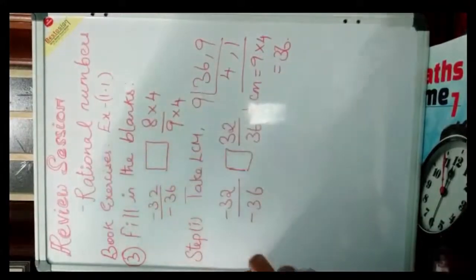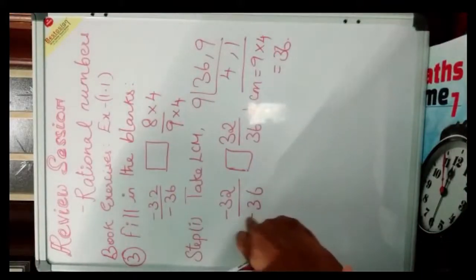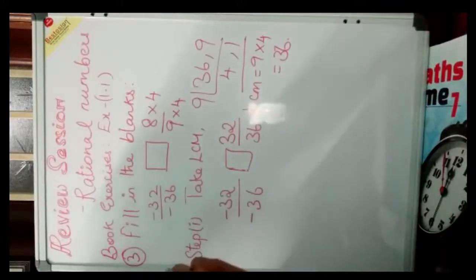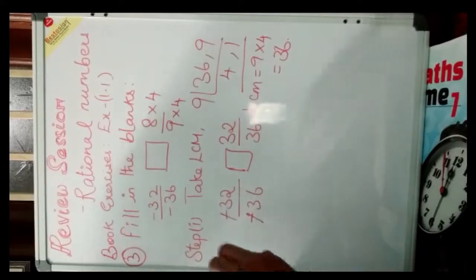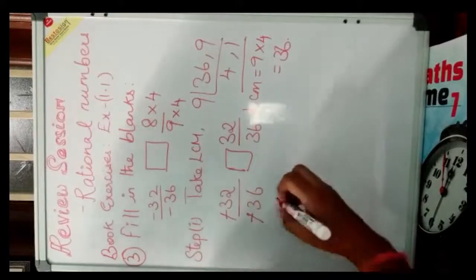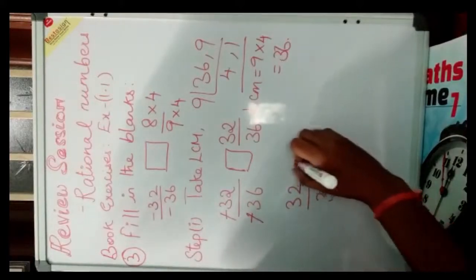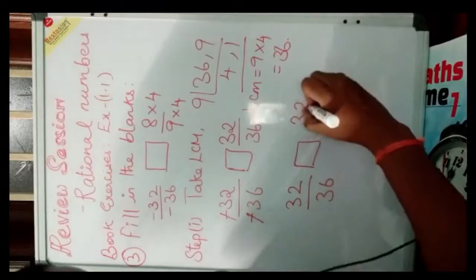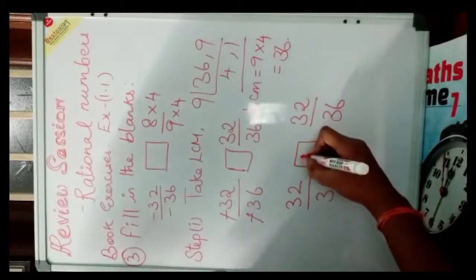So now you can see minus symbol here and minus symbol here. So if the numerator and the denominator have the same symbol, you can just strike it off. So minus into minus becomes plus. So therefore it is 32 by 36 and here also 32 by 36. So here both the numbers are same. So you need to put the equal to symbol.